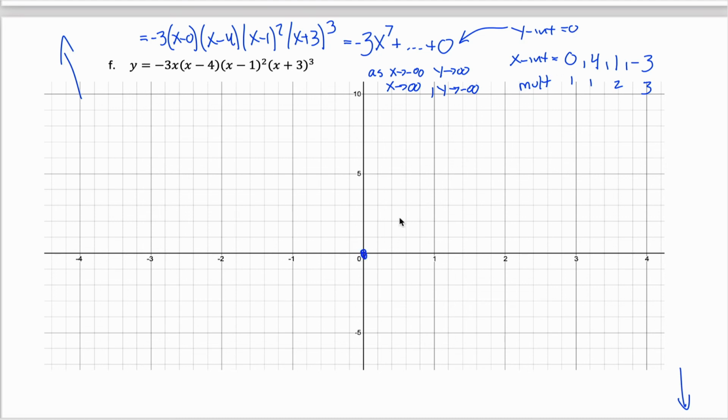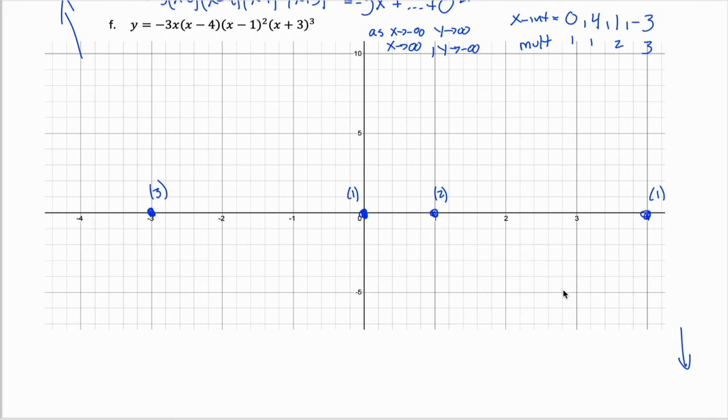My x-intercepts are at 0, 4, 1, and negative 3. And I'm going to make note of their corresponding multiplicities because that'll make it easier to graph this thing. My multiplicity for the root at 1 is 2. My multiplicity for the root at 4 is 1. Now I connect the dots. The first important characteristic is this x-intercept at negative 3. Because the multiplicity is odd, I want to pass through the graph. Because it's greater than 1, I want to flatten out as I pass through the graph.